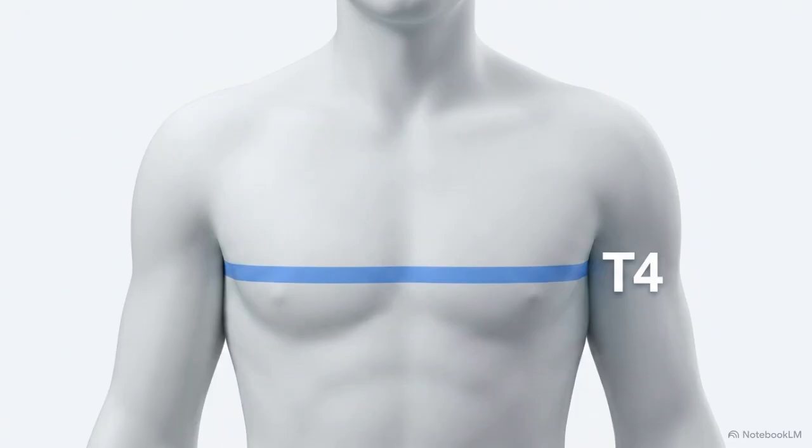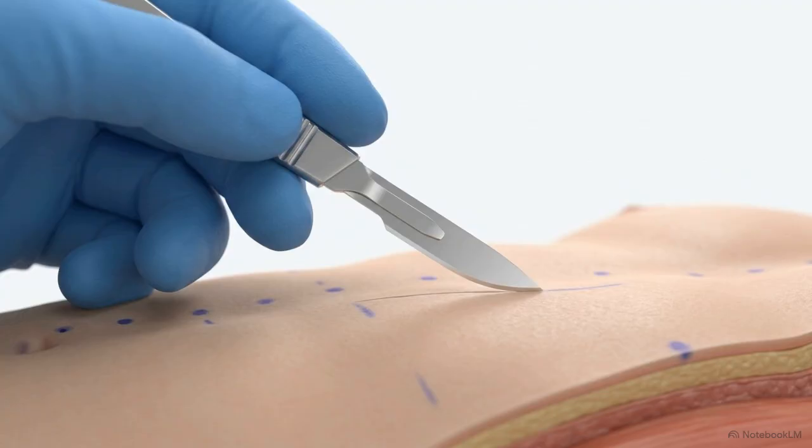Within this sensory grid, the T4 dermatome serves as the primary clinical anchor, running horizontally straight across the level of the nipple. This superficial wiring is highly exposed.